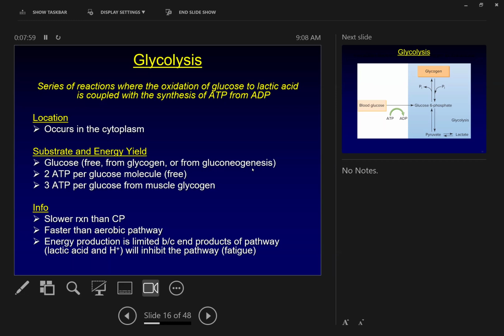So if it's come out of the blood, we make 2 ATP. If it comes from muscle glycogen, we make 3. And I'll show you guys why in the next couple of slides. But where the glucose comes from determines whether we are getting double or triple the energy yield that we get from creatine phosphate or from myokinase.